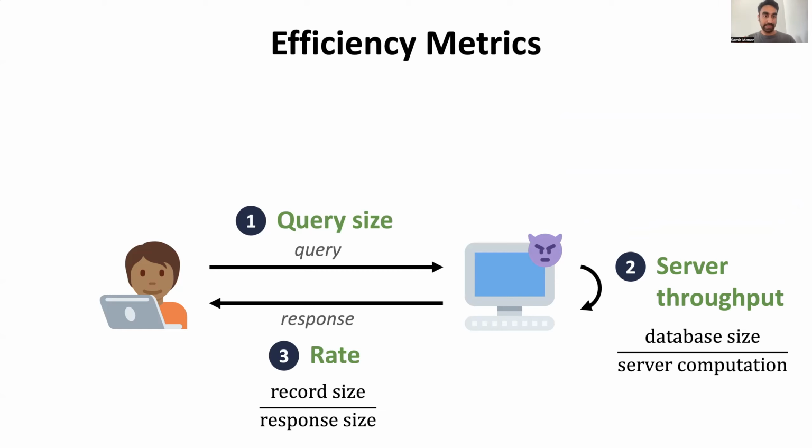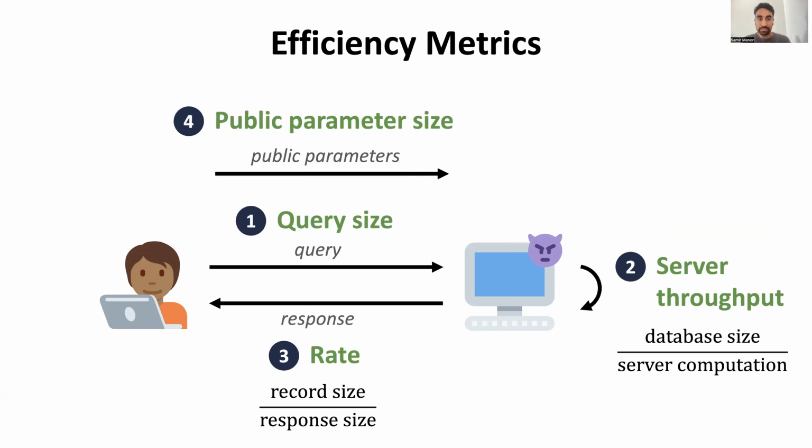The other metric is rate. This is another computed metric. Basically, it's the ratio of the actual database record size to the response size. Typically, in these schemes, there's some kind of blow up. You have to download more bits than you're actually retrieving from the database. So the rate is a measure of that ratio.